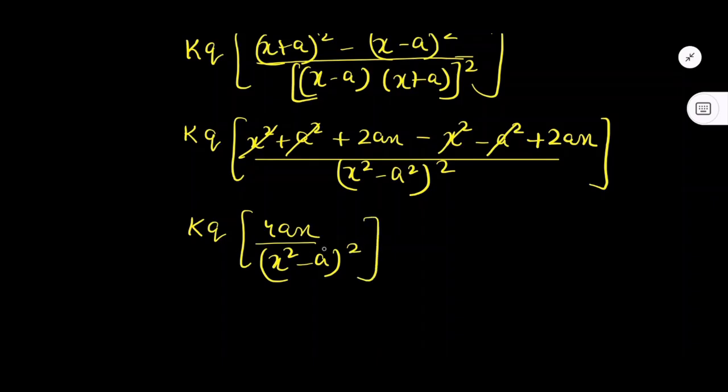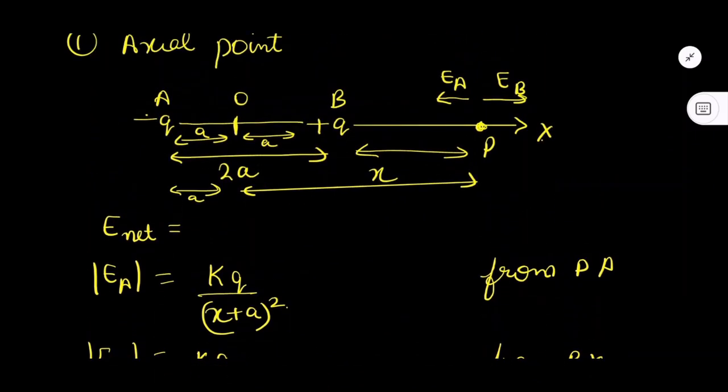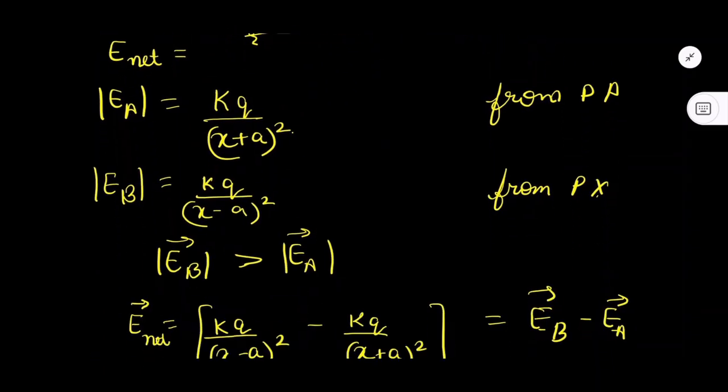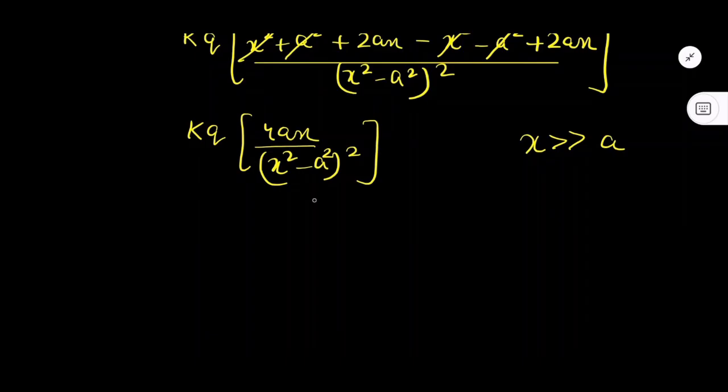Okay, so now here we have a condition. The condition is x is very much greater than a. So the distance at which we are measuring the electric field, this one, x whole, is very much greater than a, the distance between the charges of the dipole. Now we can apply this condition. For that we can ignore the a, and we are left with 4ax upon x to the power 4.